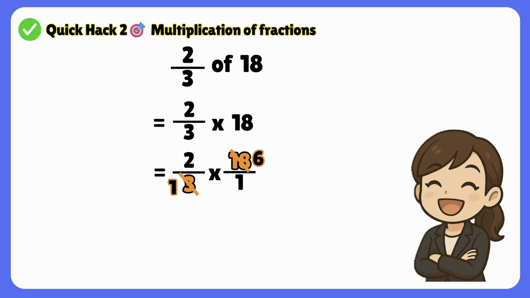Then multiply the top numbers together and the bottom numbers together. 2/3 of 18 is 12. Both hacks give the same answer. It's up to you which one you like more.